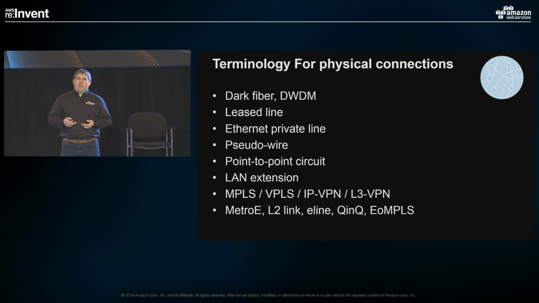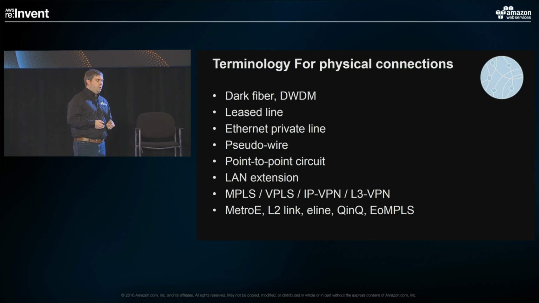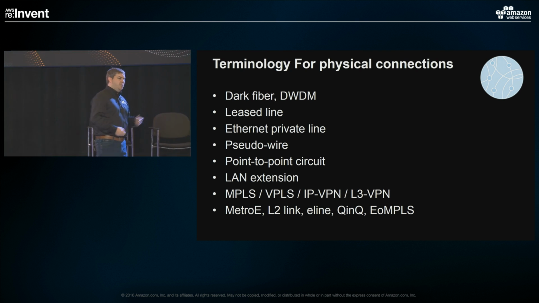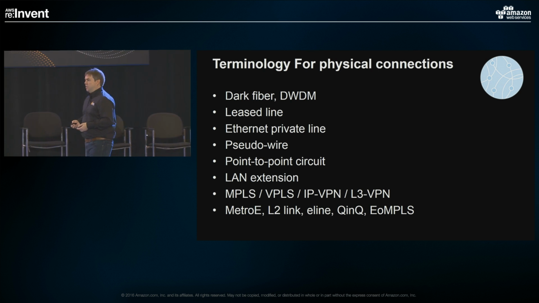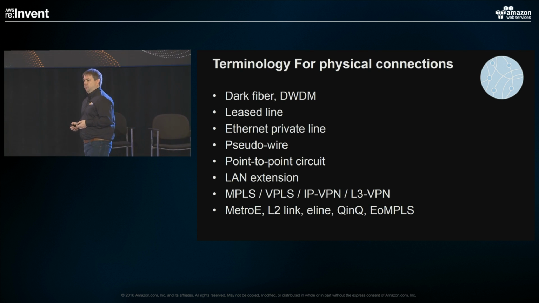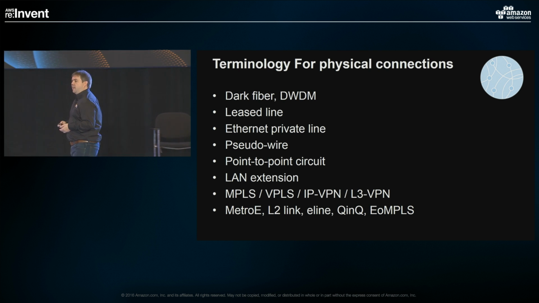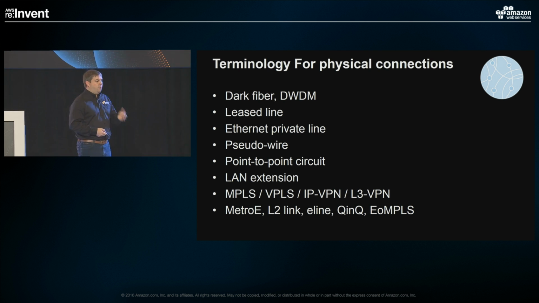So a bit of terminology about the connections. These are probably terms you're fairly familiar with: dark fiber, Ethernet private line, pseudo-wire, these kind of things. Basically, these are all layer 1, layer 2 type services, effectively an Ethernet connection. So when you connect into an AWS Direct Connect router at one of our locations, it's probably going to be using one of these mechanisms.